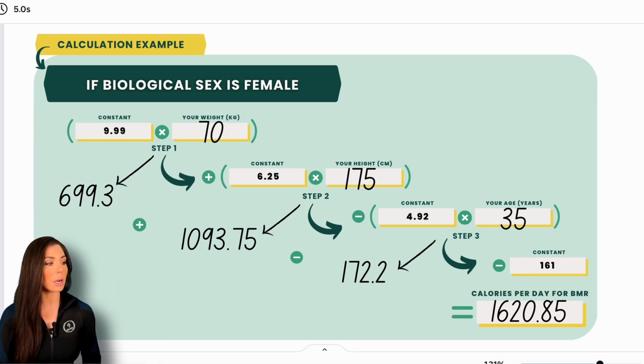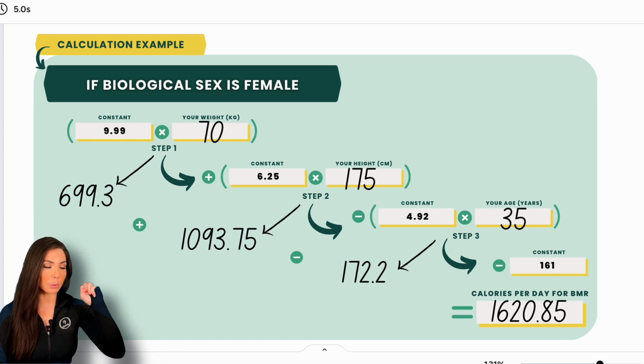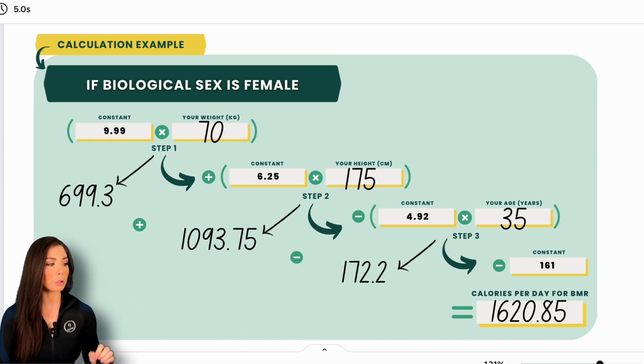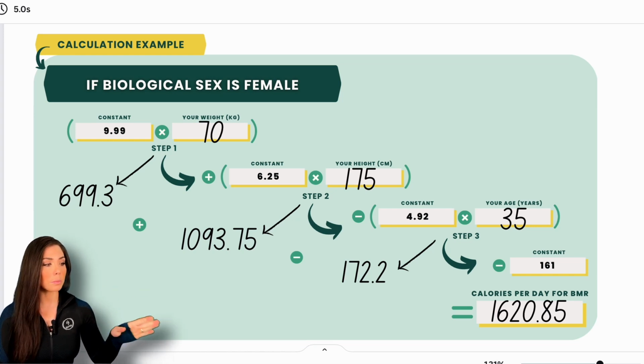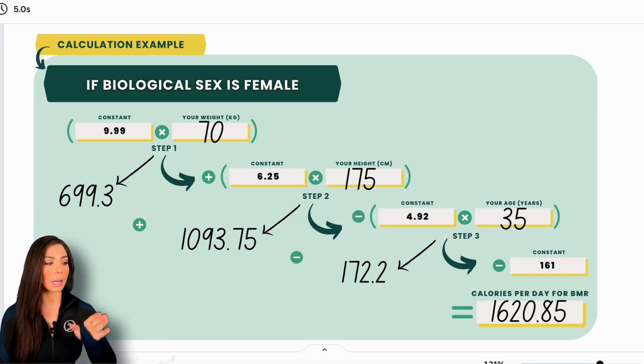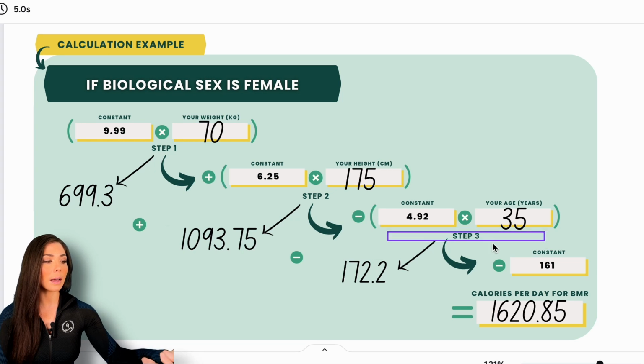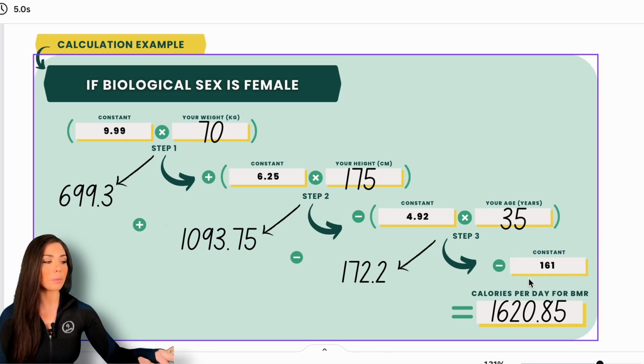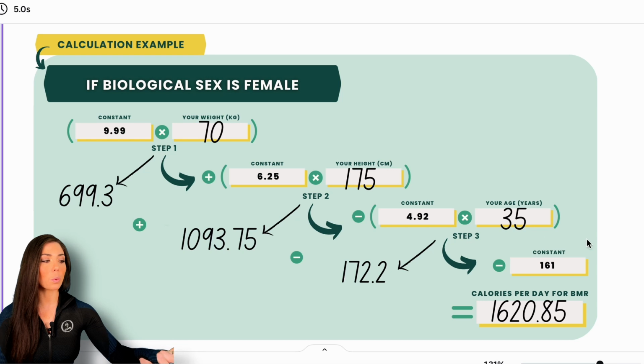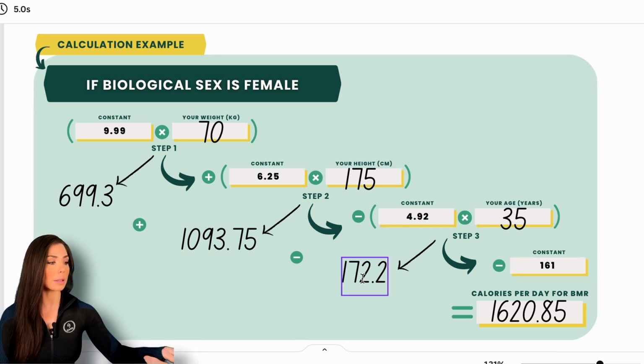So times your kilograms, and then you put that number aside. Then you take your constant 6.25, you multiply it by your height in centimeters, put that number aside, and then you multiply 4.92 times your age in years, put that number aside, and then the last step as shown, you can just take and add the first number to the second number, you subtract the third number, and then the last step, don't forget it, after step 3, there's that minus 161 for females. For males, it will be plus 5. So that's that last step.